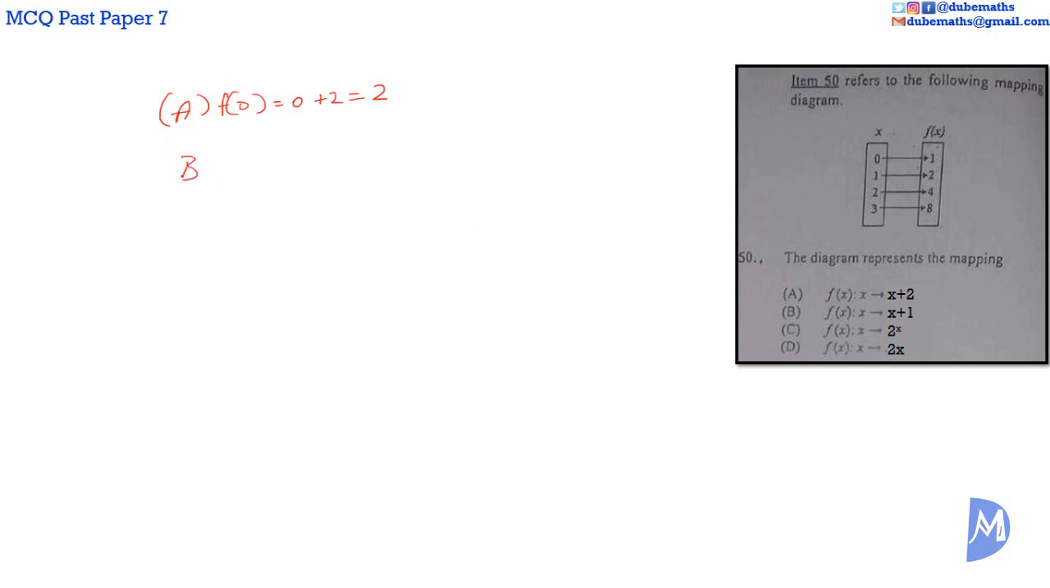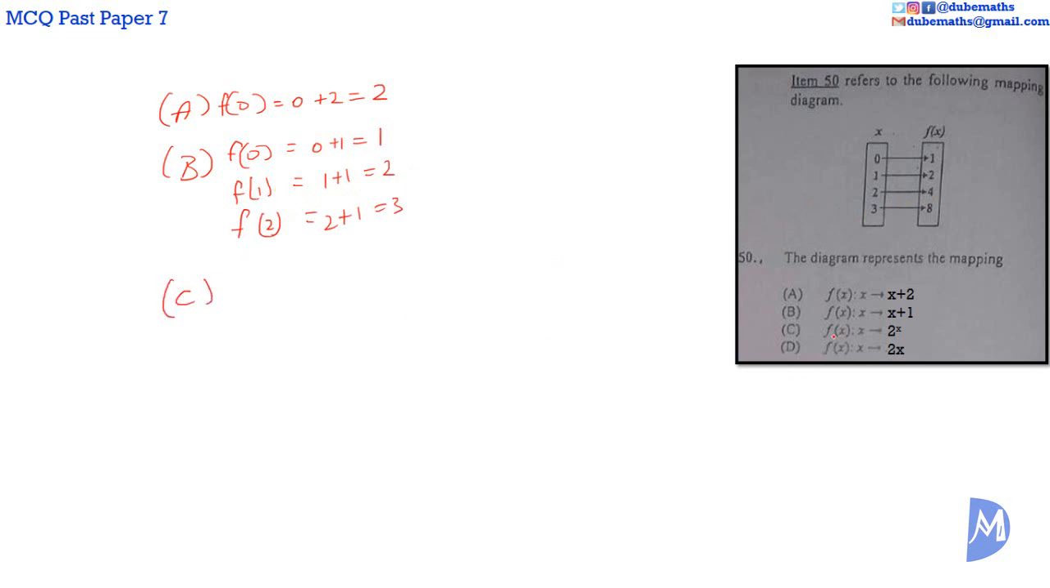Is it B? f of x such that x is mapped onto x plus 1? If that was the case, then f of 0 would be mapped onto 0 plus 1, which is equal to 1. That is so. And f of 1 would be mapped onto 1 plus 1, which is equal to 2. 1 is mapped onto 2, so that's correct. f of 2 would be mapped onto 2 plus 1, which is equal to 3. f of 2 is not mapped onto 3, it's mapped onto 4. So B is not correct.